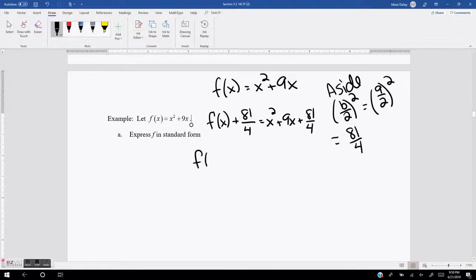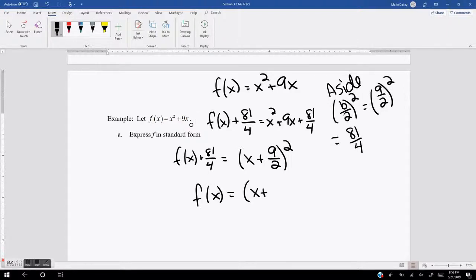Factoring the right-hand side, again, remember how we did that in the other video. Oops, I forgot my 81 over 4, my bad. And then move that 81 over 4 over to the other side. So in standard form, I have (x plus 9/2) squared minus 81 over 4. This again is my standard form.